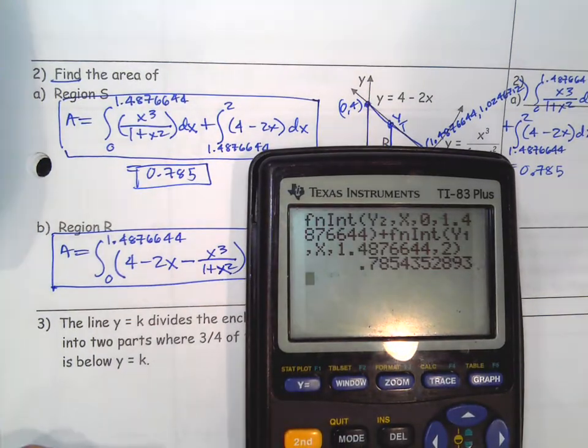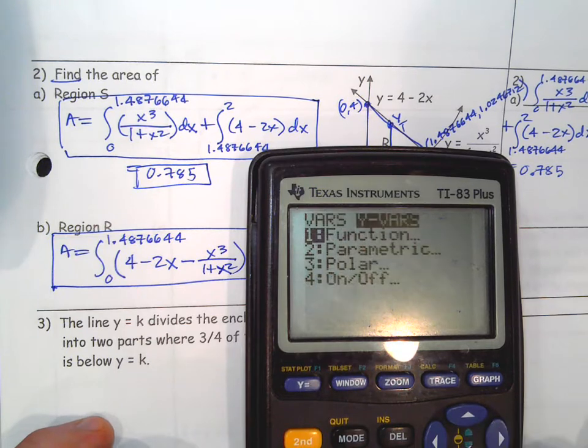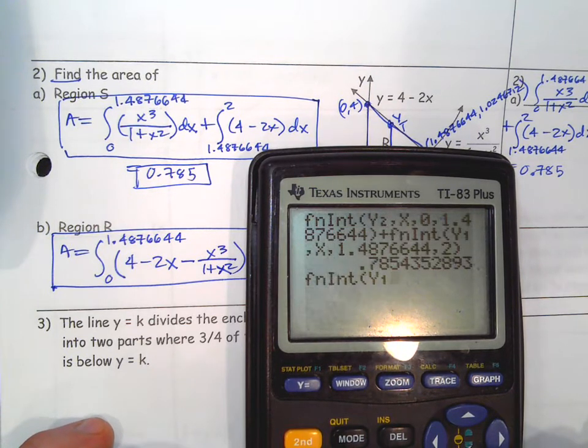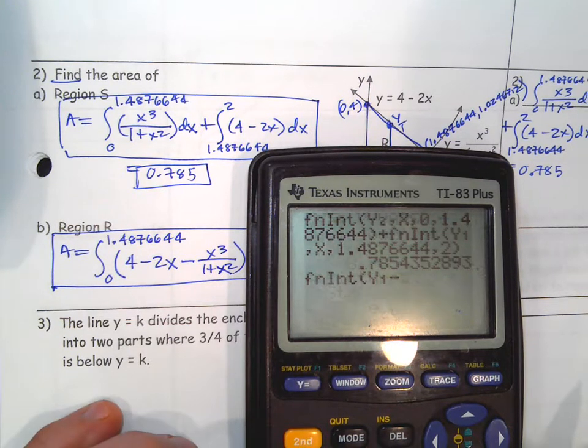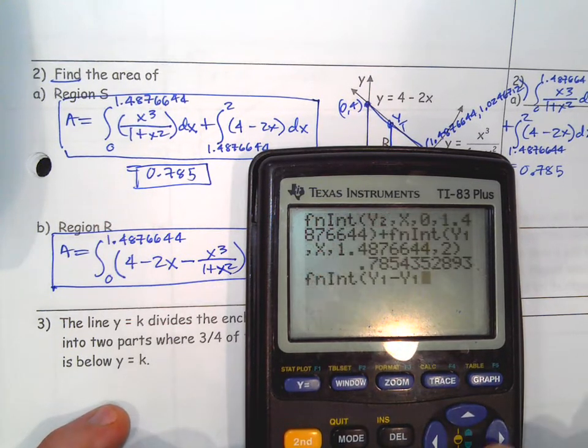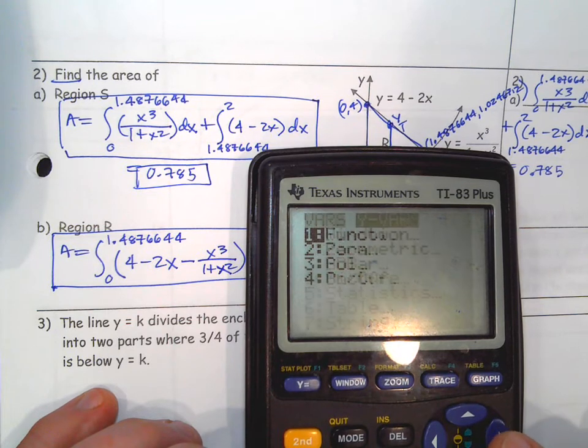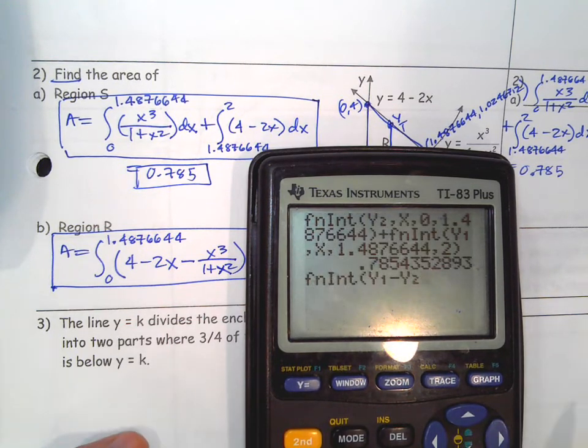So we do math 9. And we could do vars, Y vars, function, Y1, which was the line, I think, minus vars, Y vars, function, Y2, comma x. Just be careful, make sure you're doing things in the right order, 0. If you get a negative answer, you know you did it wrong.